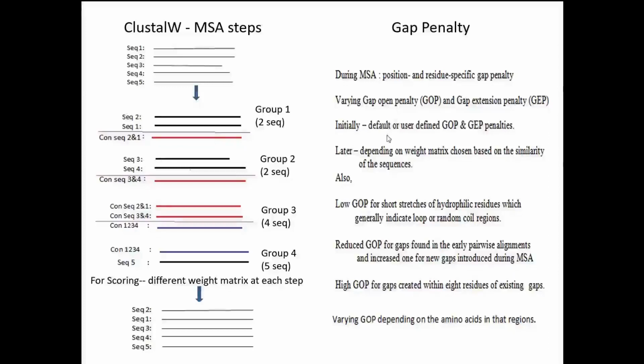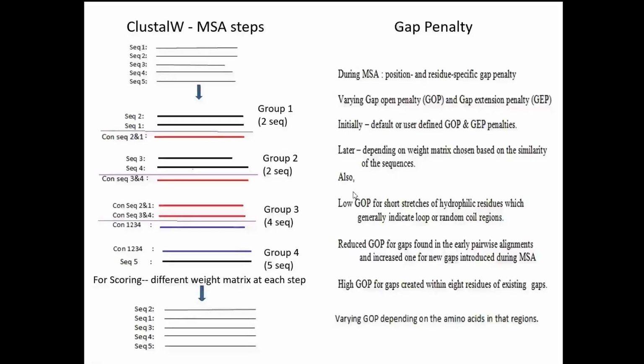So initially, default or user defined gap open and gap extension penalty will be used. Later, depending on the weight matrix chosen, the gap penalties will be differing. Also, gap penalty varies depending on different features. Like a low gap opening penalty is given for the gaps which are seen near short stretches of hydrophilic residues, which generally indicate loop or random coil regions.